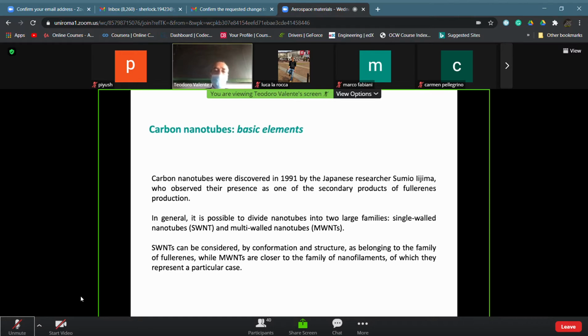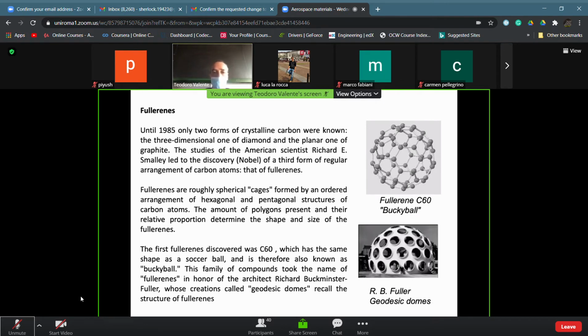Whilst the multi-walled are closer to the family of nanofibers. Fullerene: beyond the three-dimensional form of diamond and the planar one of graphite, the study of this American scientist, who also got the Nobel Prize for it, evidenced a third form of regular arrangement of carbon atoms, which is called fullerenes.